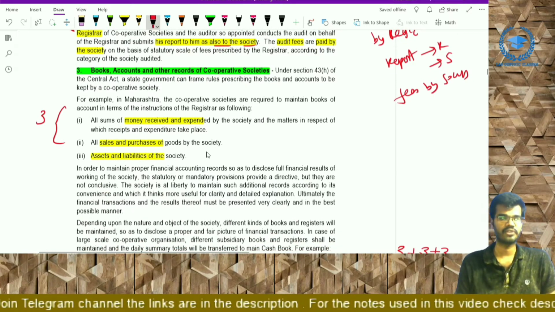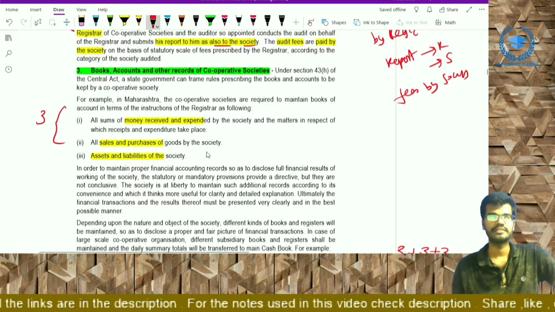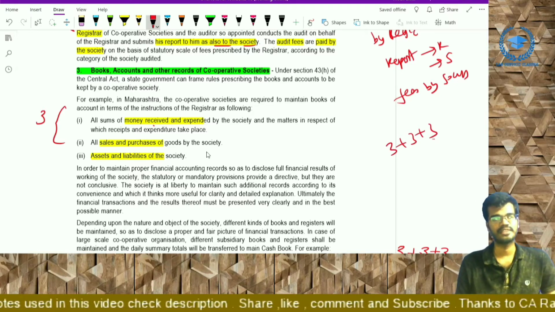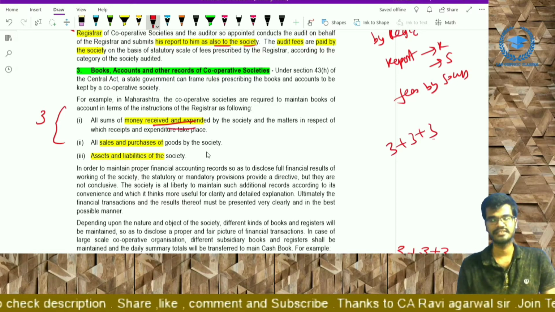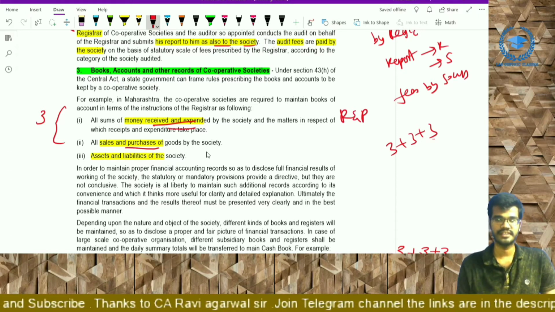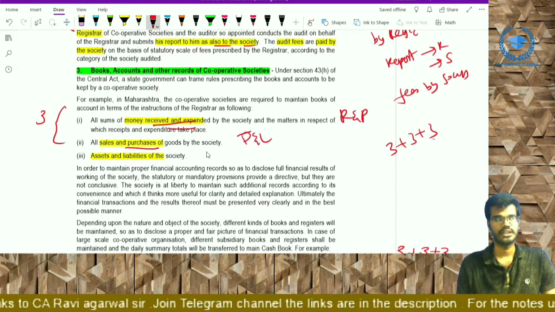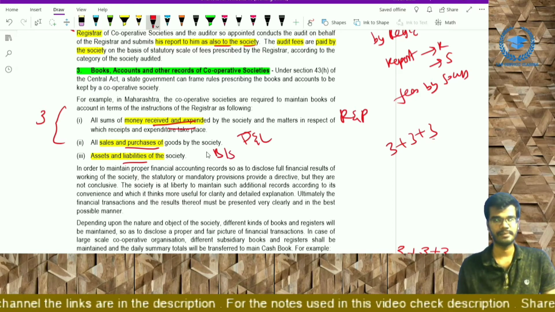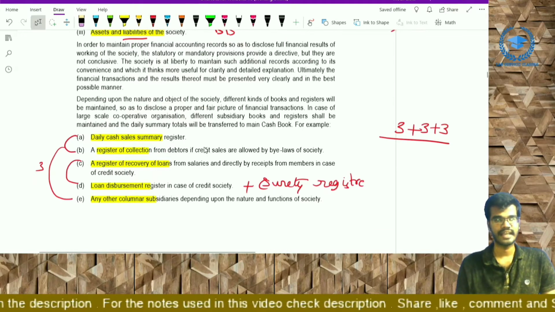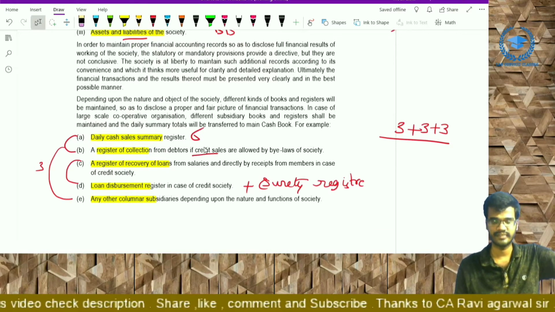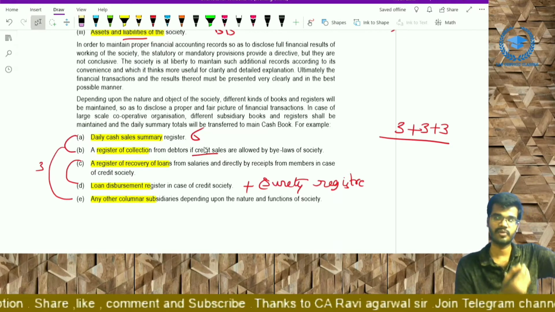And coming to the next, the books of accounts point. The books of accounts point will be divided again by the formula 3 plus 3 plus 3. The first one is receipts and payments account, second is the sale and purchase of goods by the society, that is the profit and loss account, and third is assets and liabilities, that is our balance sheet. This is one set.